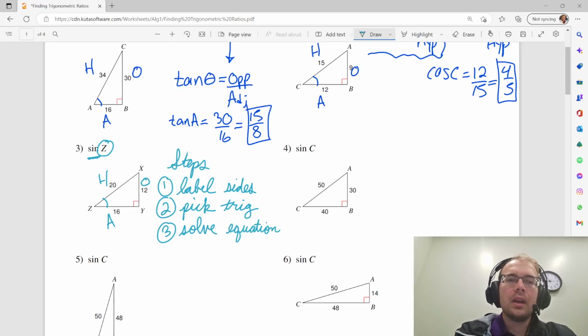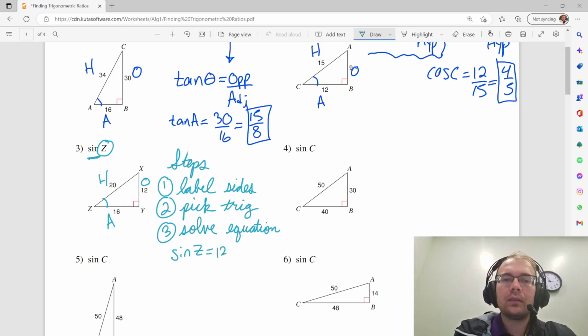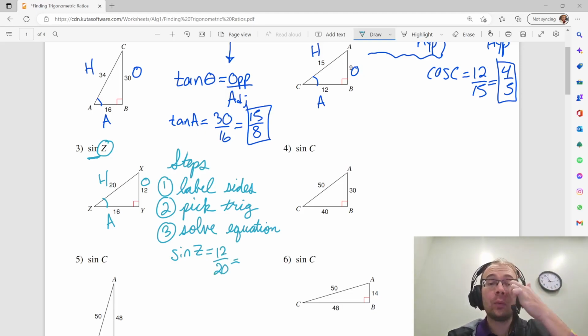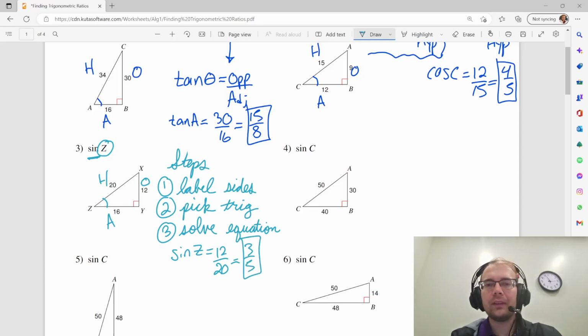There we go. And so the equation that we would solve would be to just write out sine Z. Okay, and then sine is opposite over hypotenuse. 12 and 20 both divide by 4. That goes in that, and that goes in 5 times. So 3/5 is the answer.